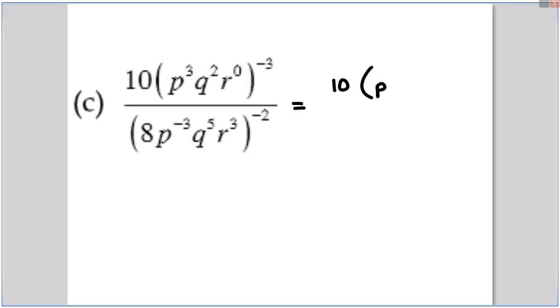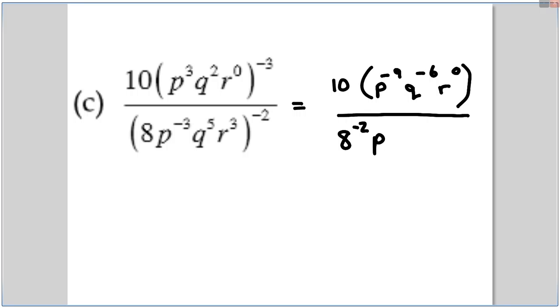So P is going to be to what power? -9. Q is to what power? -6. R is to what power? Anything times 0 is? 0 times anything is 0. Alright, now the bottom. Apply the -2. So we're going to have 8 to the -2. P to the -3 times -2. Q to the R to the. All right, lovely.